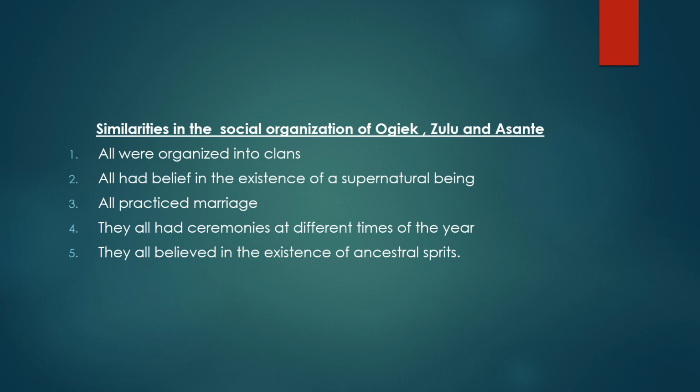Number 2, all believed in the existence of a supernatural being, which of course was God, because looking at the Ogiek, we saw that they had a God, the Zulu, and the same applied to the Asante. And number 3, they all practiced marriage. Number 4, they all had ceremonies at different times of the year. And then finally, number 5, they all believed in the existence of the ancestral spirits.